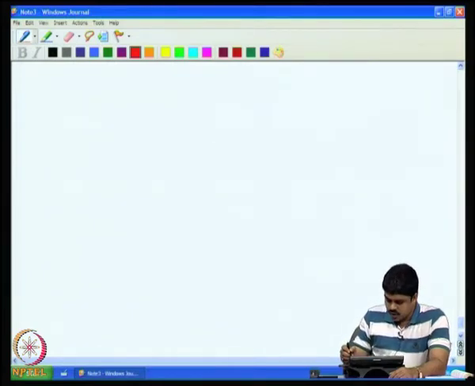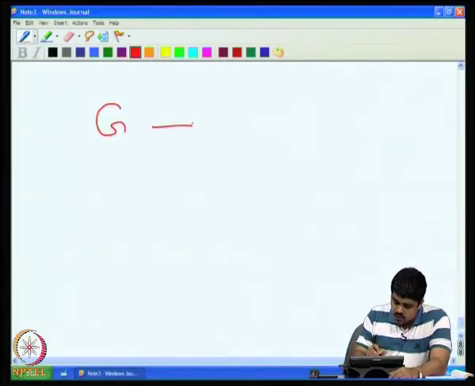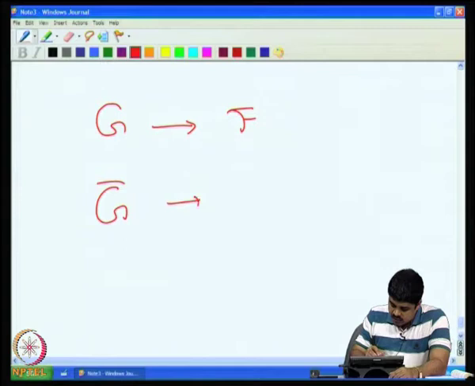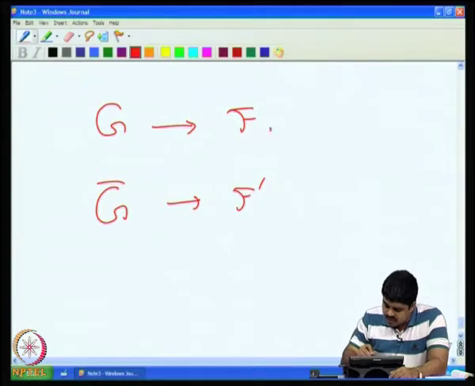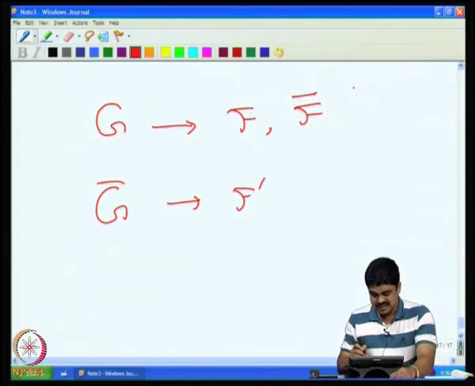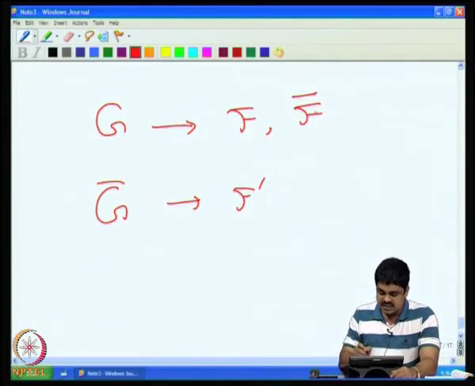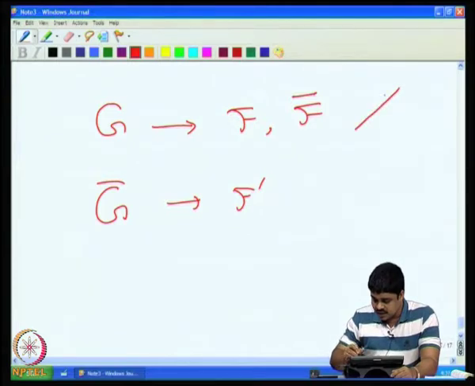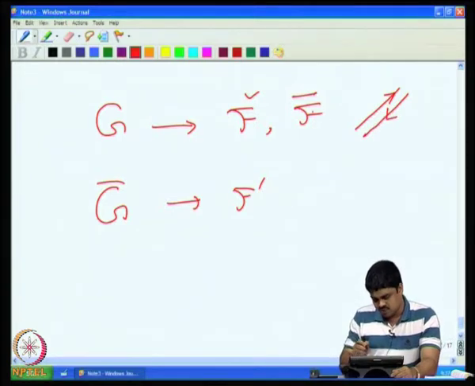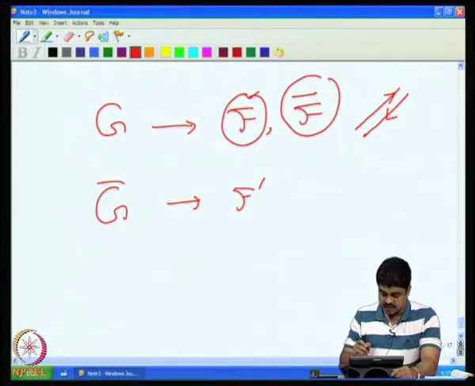Now you recall this F was the transitive orientation corresponding to G, and F dash was the transitive orientation corresponding to G dash. Now suppose we consider F bar. F bar means the edge set is the same, but whenever we directed an edge like this in F, we direct it in the opposite way. So I reverse the directions of all the edges in F, and that gives F bar.